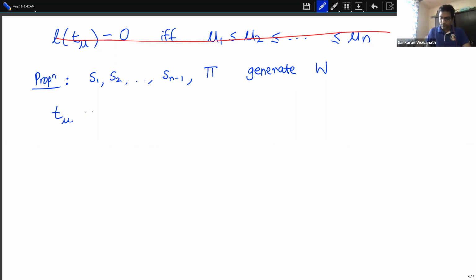So given a t mu, you can try to write it as a word in S1, S2, up to Sn minus 1, pi and pi inverse as follows. What you want to do is observe that, because of the way pi is defined, it moves the last abacus to the first one by translating it up by 1. If you wanted to get a translation, this is something which Arun showed us during the workshop in December as well. This is what he calls the box greedy word.